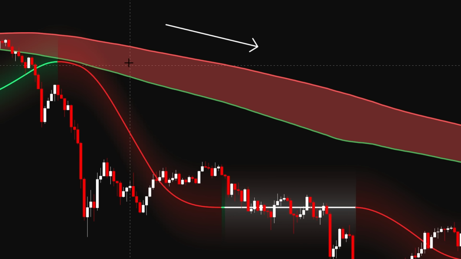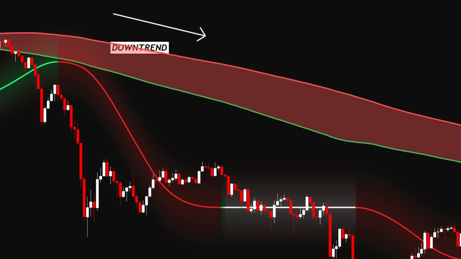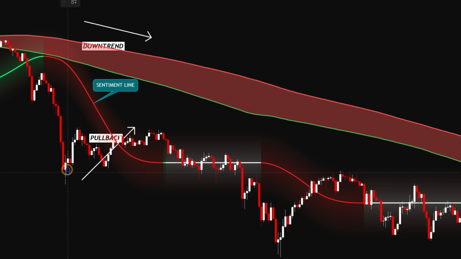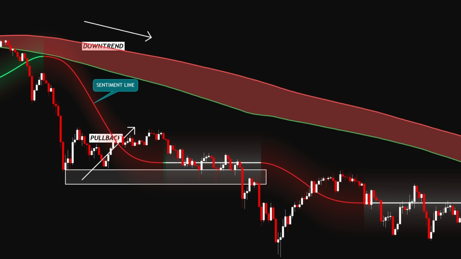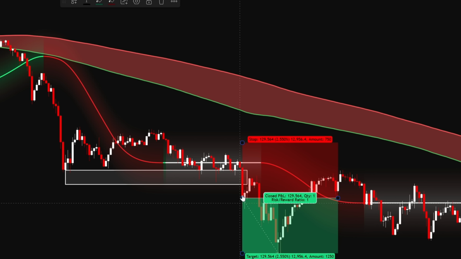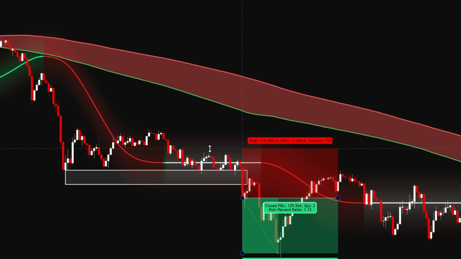Now the sell side. Long-term trend is down. Price is below the red cloud. Short-term direction aligns. We wait for a pullback above the sentiment line. We mark the recent swing low, and then when price drops back below the sentiment line and breaks that swing low, that's the sell. Same logic, same structure, no emotions. The strategy doesn't predict, it filters, and that's why it works.